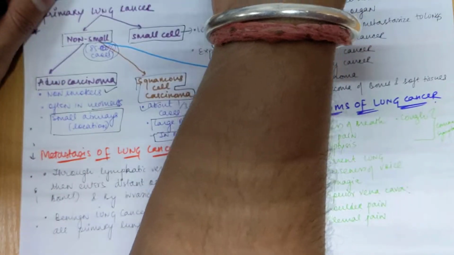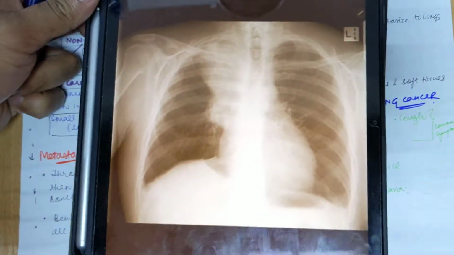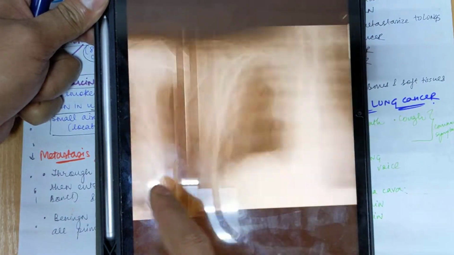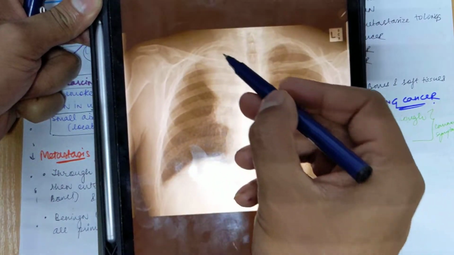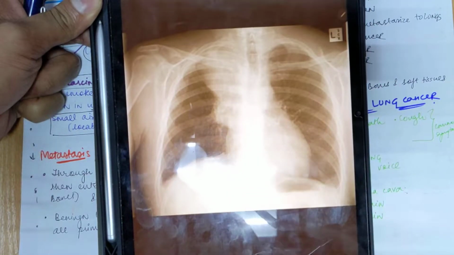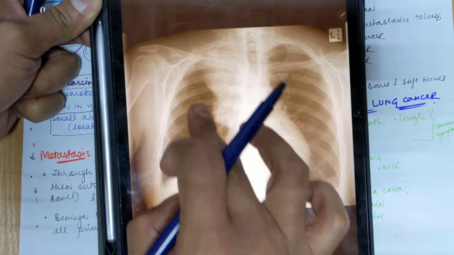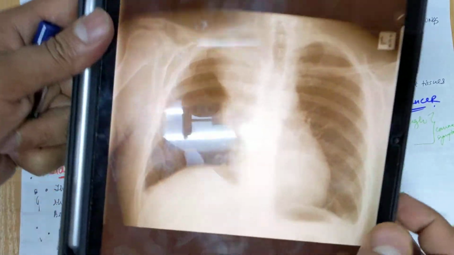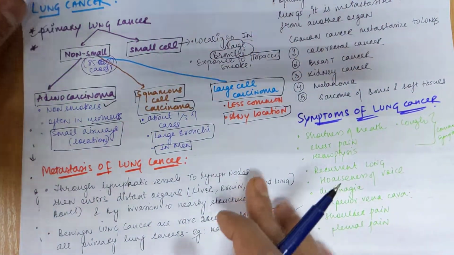And you can see this patient with small cell lung cancer. This is the metastasis you can see. Okay, so this is an x-ray of the patient with small cell lung cancer.